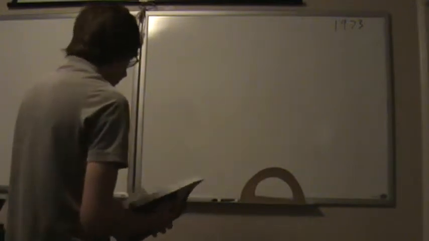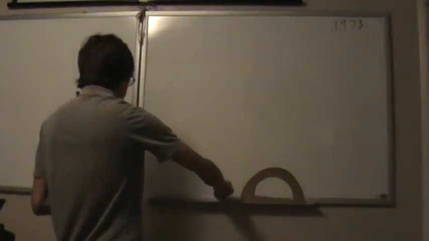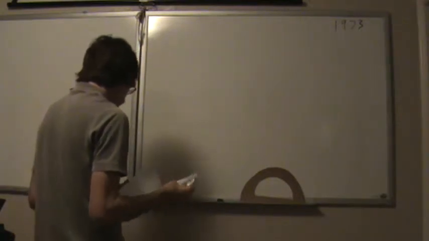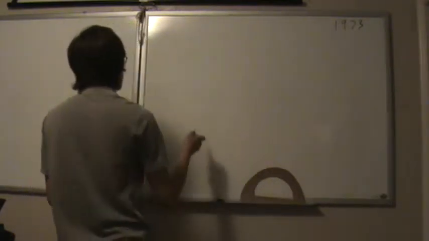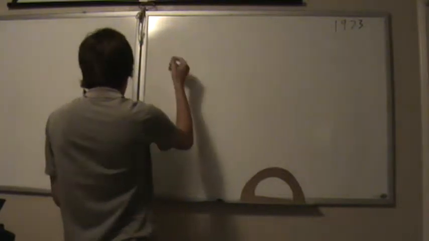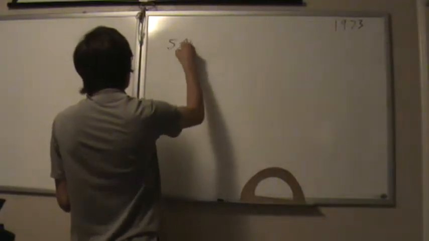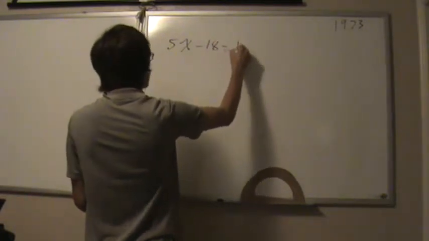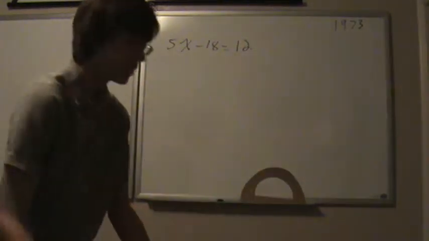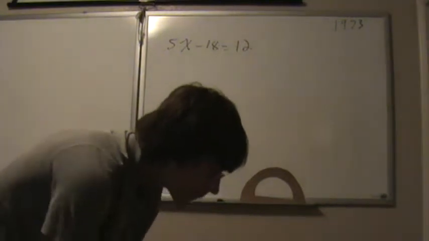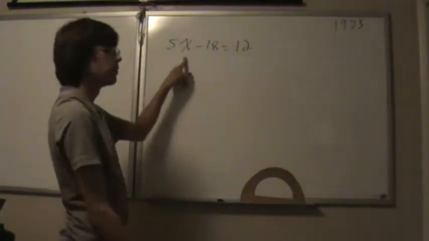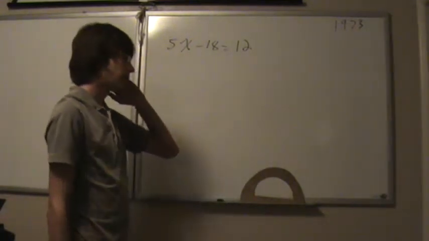Okay, so whenever we have an equation, we're looking to what it equals. Notice equation looks like equals. So we have 5x minus 18 equals 12. Alright, whenever we see something like that, this means that we need to find the value of x.